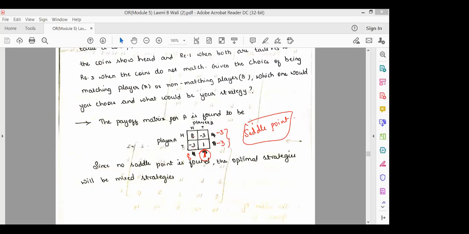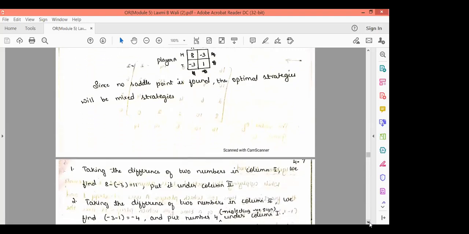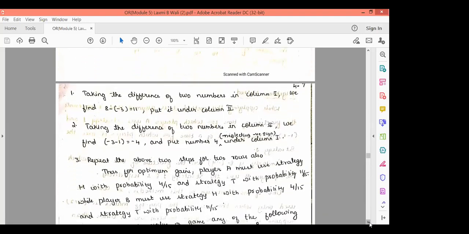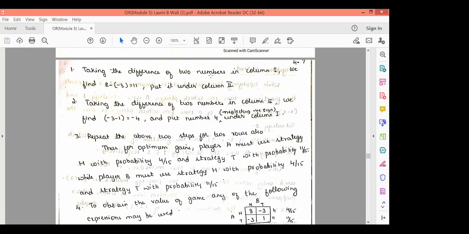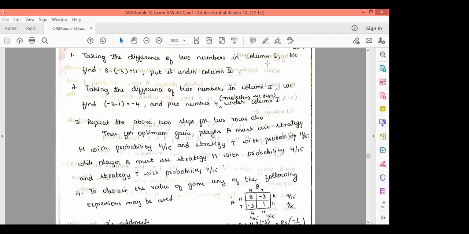But even so, we can still find the value of the game, and we'll check that by means of the arithmetic method. Since no saddle point is found, the optimal strategies will be mixed strategies. So now we call such a problem a mixed strategy problem. Now here is the procedure. Taking the difference of two numbers in column 1, we find 8 minus -3, 11. Put it under column 2.